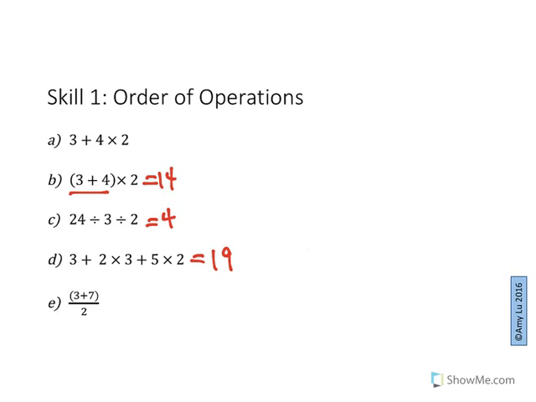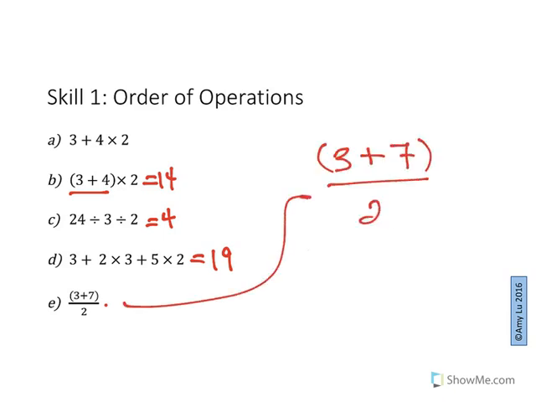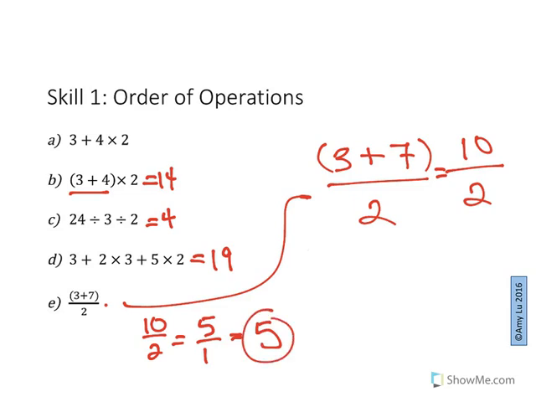And finally, this last problem is division, because you see that line that makes that fraction. So when you see a problem like this, you treat it as if it's two problems, the top part and then the bottom part. So let's deal with the top part first. Okay, brackets, 3 plus 7. 3 plus 7 is 10. And then the bottom, I don't have anything else, so it's just 2. So my answer is 10 over 2. But I can simplify this into 5 over 1 because I divide by 2. And did you know that 5 over 1 is the same thing as a whole number? It's just 5. And that's it.